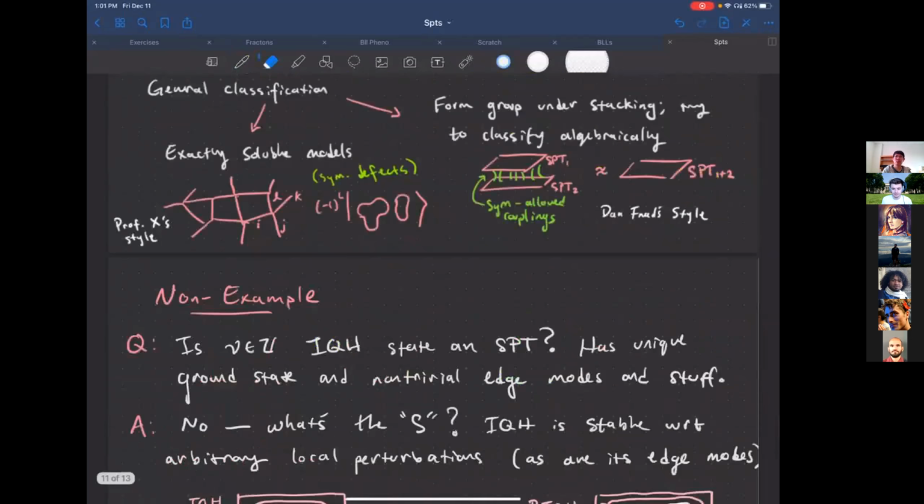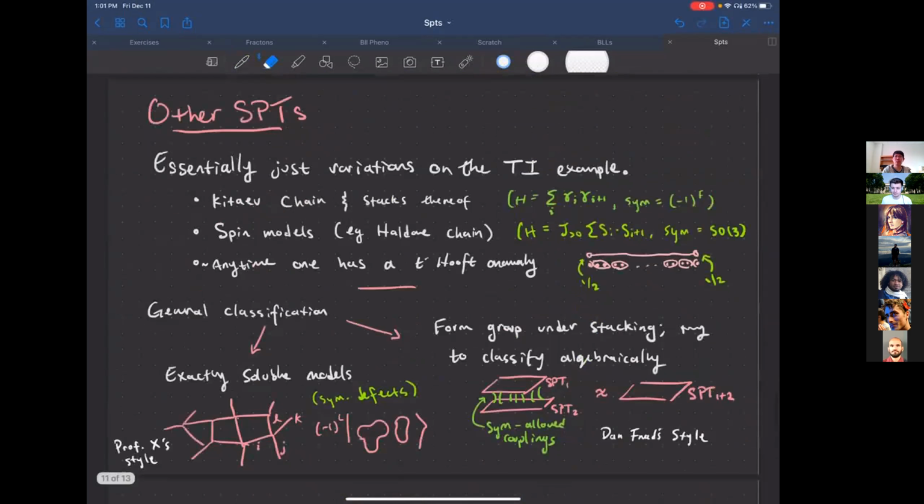Since I have 2 slides, I'll just finish. If people want to learn more about SPTs, you will see that essentially all the examples of SPTs are variants on this topological insulator idea, where we have some degrees of freedom, we couple them to a gauge field, we integrate out the degrees of freedom, and then we get a topological response to the gauge field. It's not always discussed like this, particularly in these popular examples.